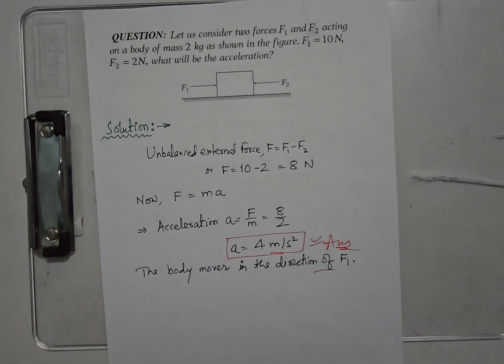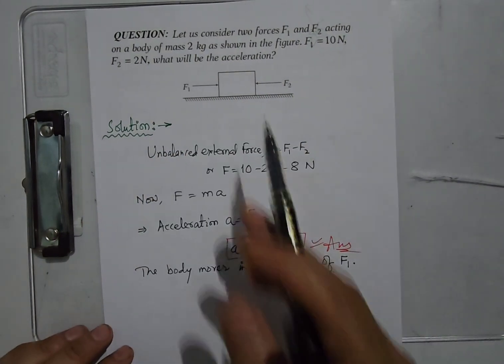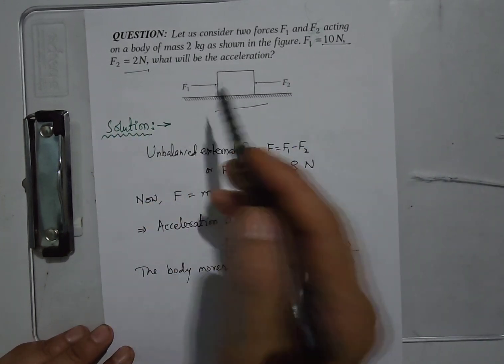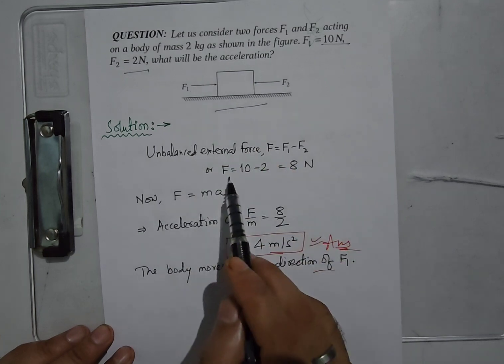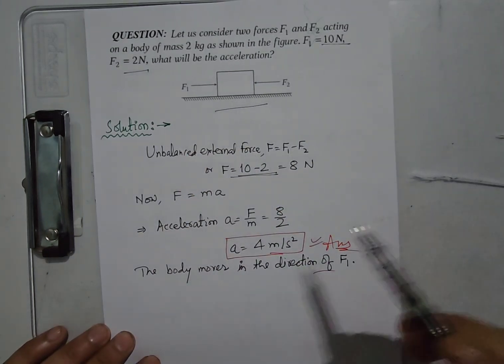Now the next question. Let us consider two forces F1 and F2 acting on a body of mass 2 kg as shown in this diagram. F1 is 10 Newton and F2 is 2 Newton. What would be the acceleration? This is very simple. Taking the forces in the direction as shown, you get the resultant force as 10 minus 2, because the two forces are opposite and the body moves in the direction of the greater force, that is 10.